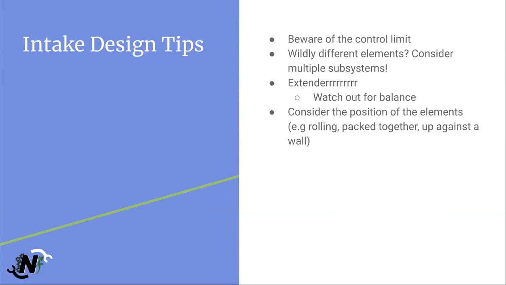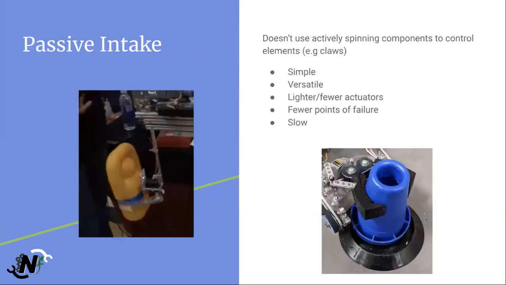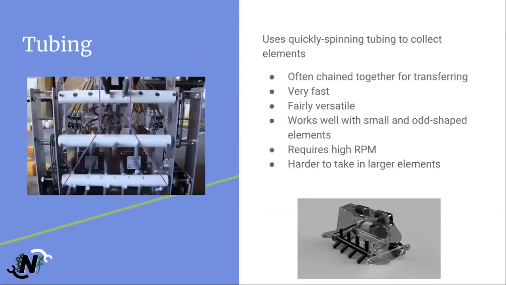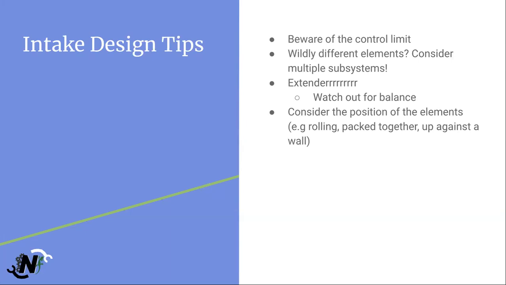Next, if you have a lot of different elements, for example, with Relic Recovery, you had huge foam cubes, but also the odd-shaped relic, which is this shape over here. You might want to include different subsystems for Relic Recovery specifically. Most robots had a cube intaking element as well as a relic intaking subsystem.